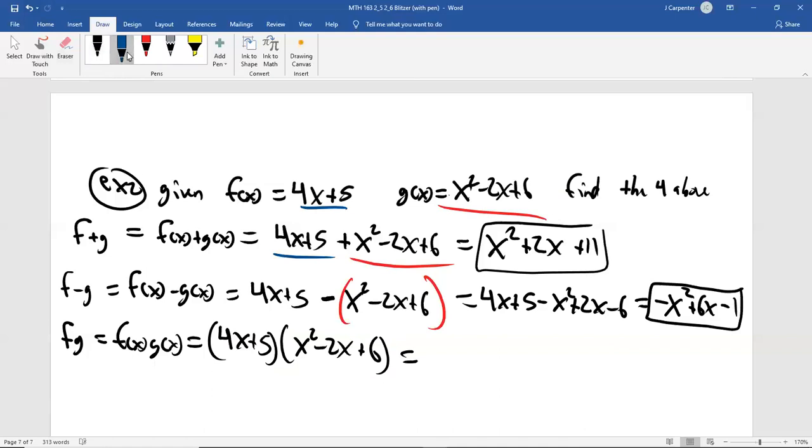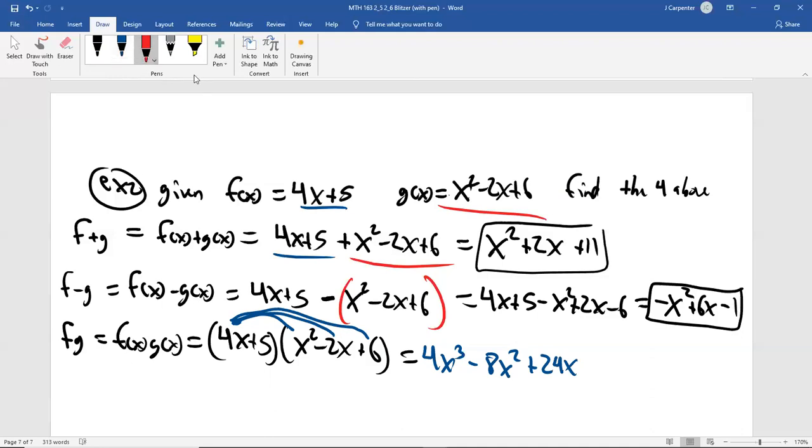So in blue, I'm going to distribute the 4x to all 3 of those. So that 4x times the x squared is 4x cubed. The 4x times the negative 2x is a negative 8x squared. And then the 4x times the 6, 4 times 6 is 24, so plus 24x.